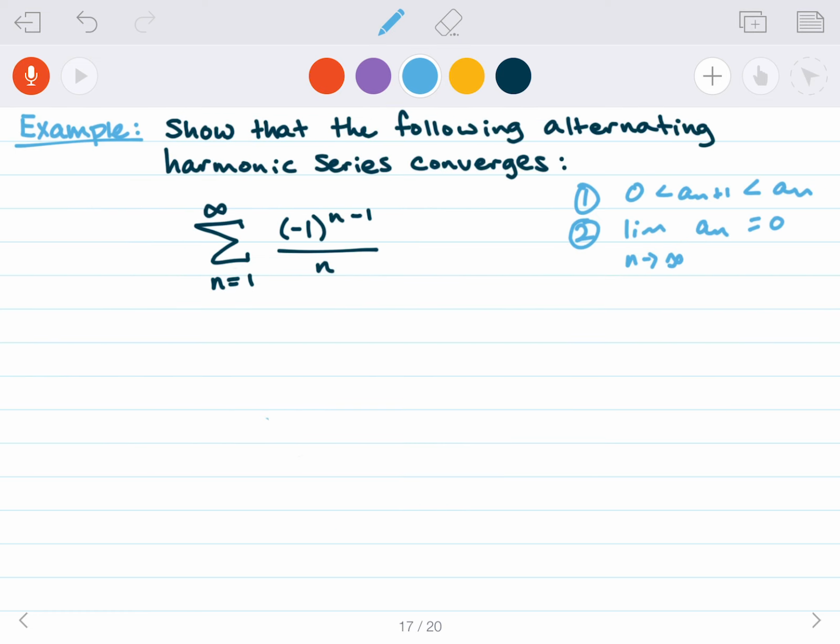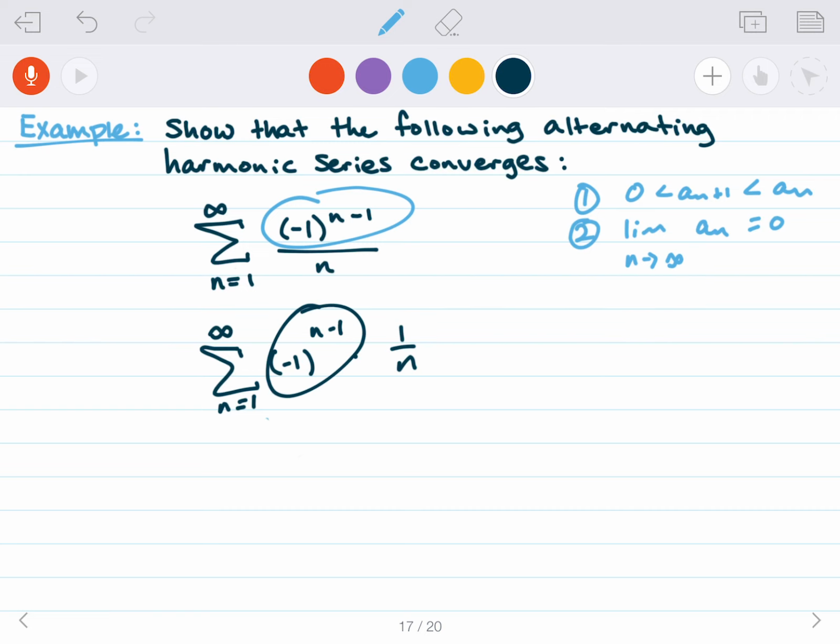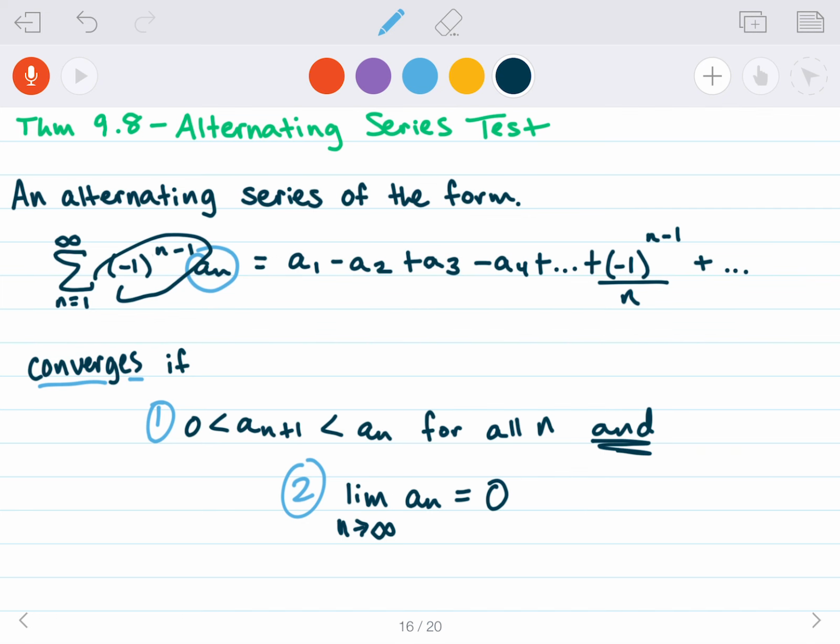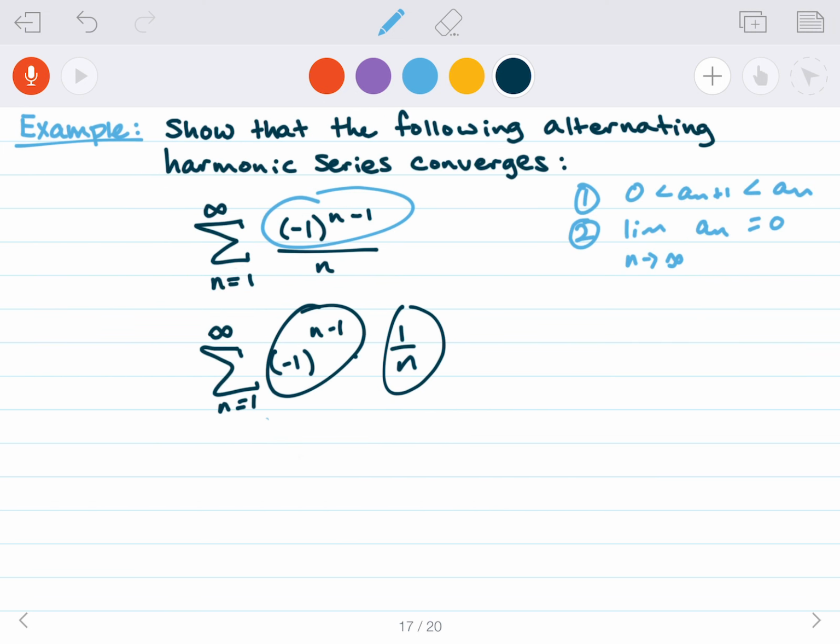So in this case, if we were to ignore this and just treat it like it was a coefficient in the front, we could rewrite this just so you guys can see it a little better and to see that it matches up with the form that we have. We have negative 1 to the n minus 1 times 1 over n. So this guy is our coefficient, right? And then the a sub n is our 1 over n. So in this case, we have a sub n is equal to 1 over n, and a sub n plus 1 is equal to 1 over n plus 1.